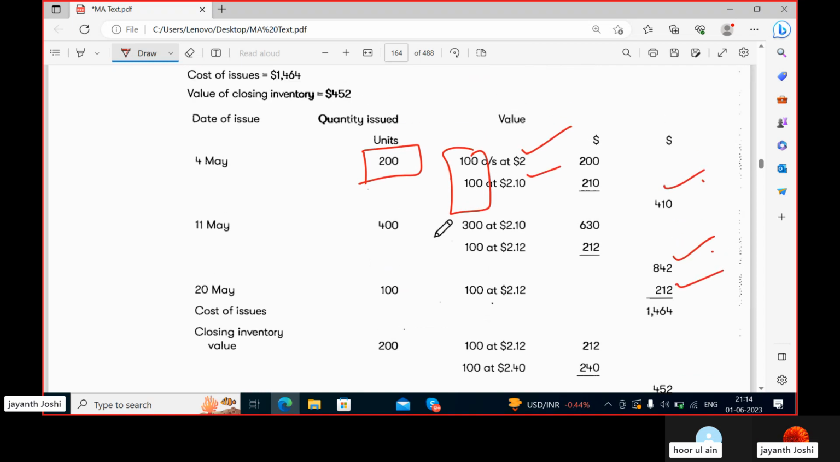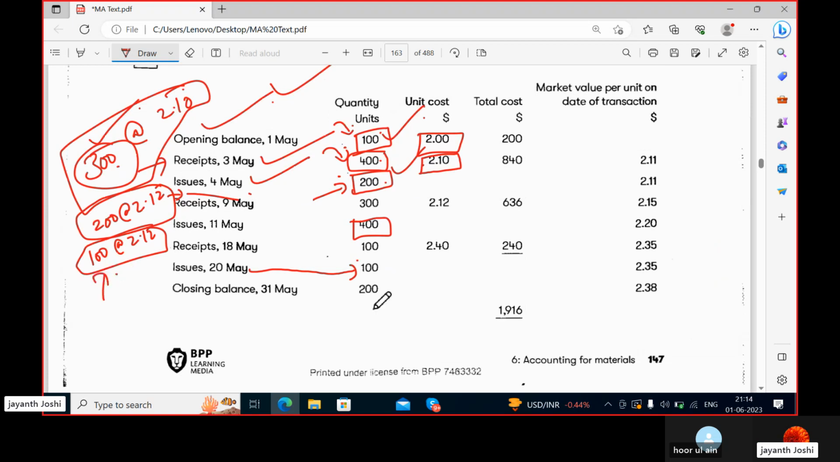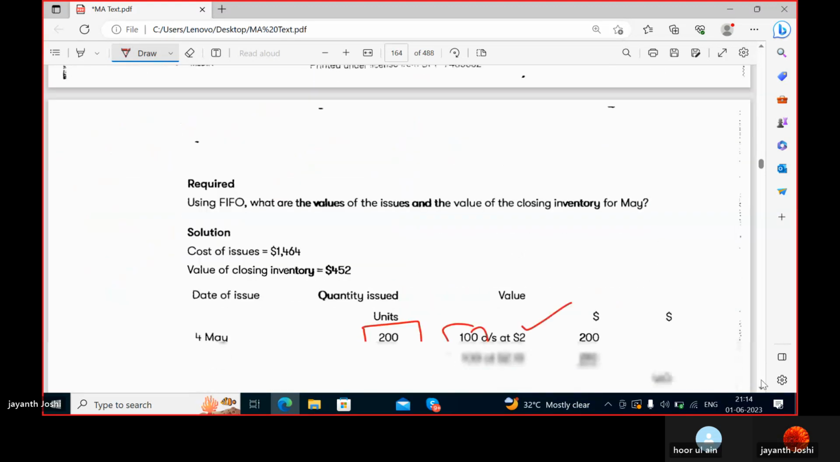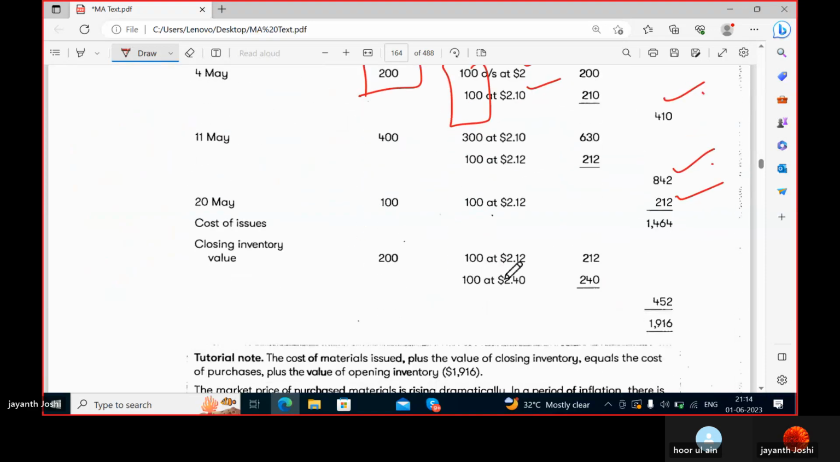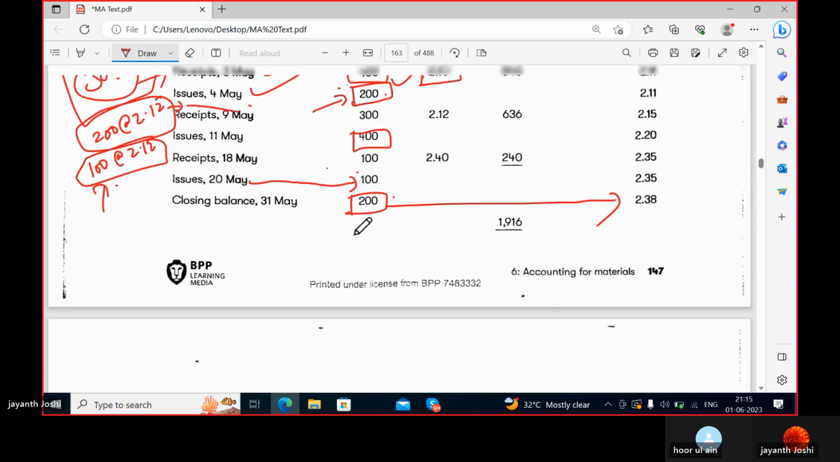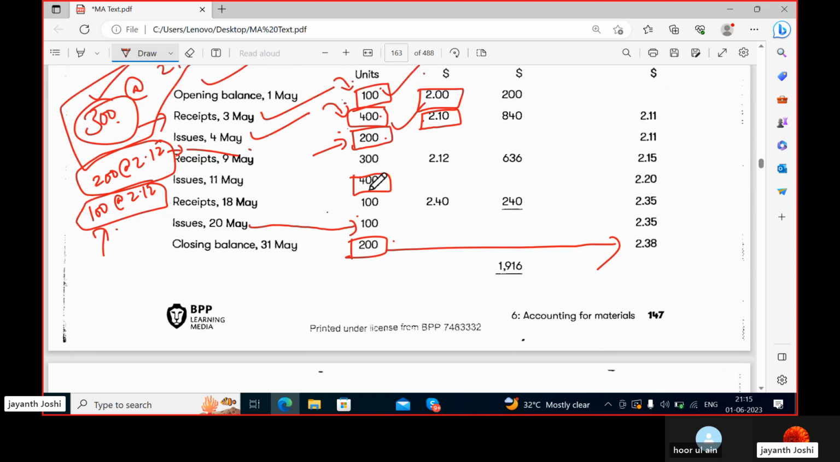And what is happening is at the end, you are having this 100 units and this 200. Just a second, they are giving the closing inventory as 200 now. So this is what you have finished. Okay, sorry, the 18th May receipt is also there. Extremely sorry, I didn't see this. So this is at the rate of 2.40.